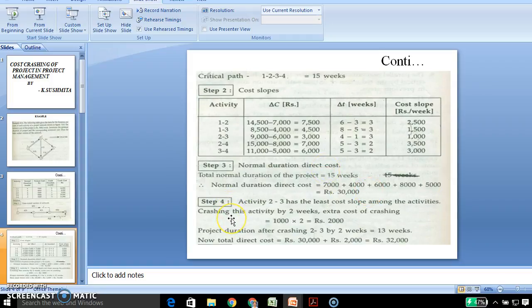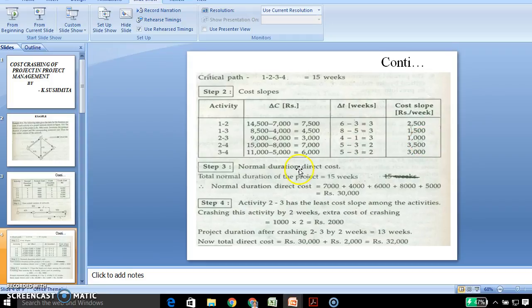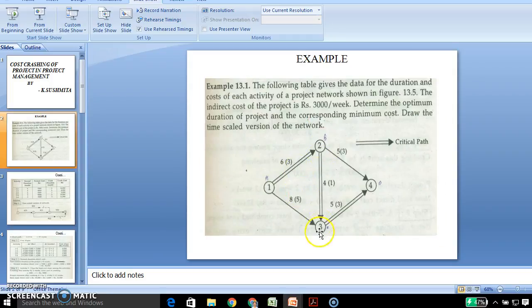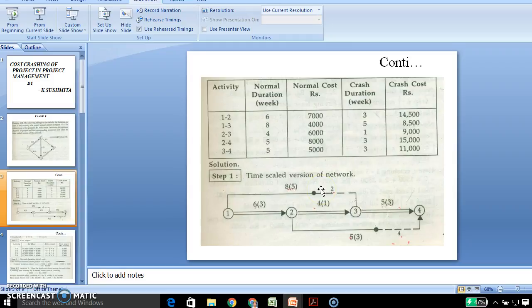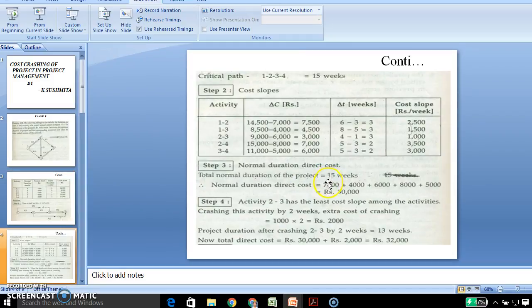Now the crashing starts with the 2-3 activity. Why are we considering the 2-3 activity? It has the least cost slope obtained from finding the cost slopes of all the activities, so we should consider that one. And 2-3 is on the critical path, which means we should crash the critical path activity 2-3.